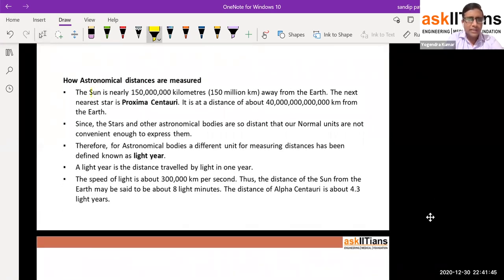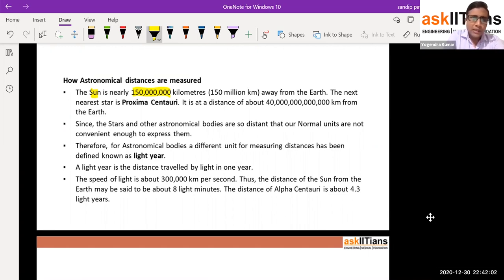So now the sun, what is the distance of the sun? As I said, the sun is very close to us. Very close to us means comparing with the other stars, but still it is very, very far away. You can see 150,000, lots of zeros, then kilometers. So a very large distance, right?